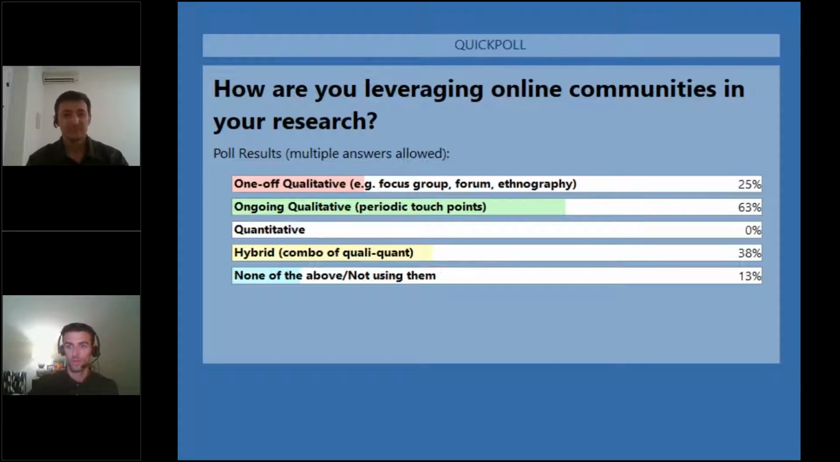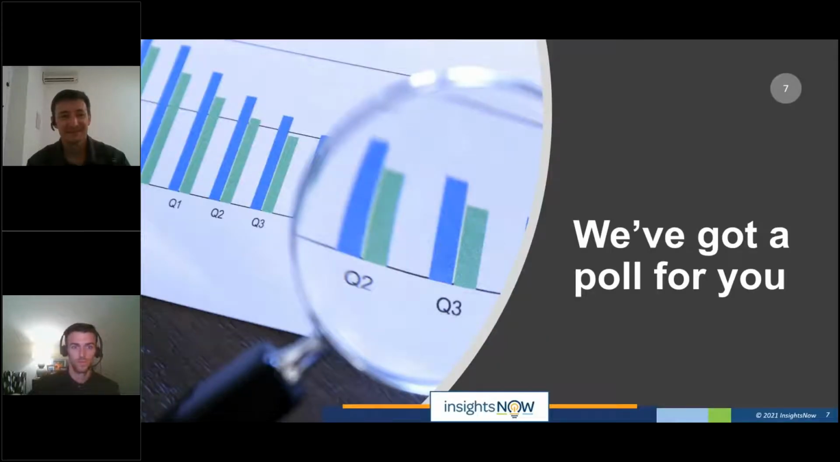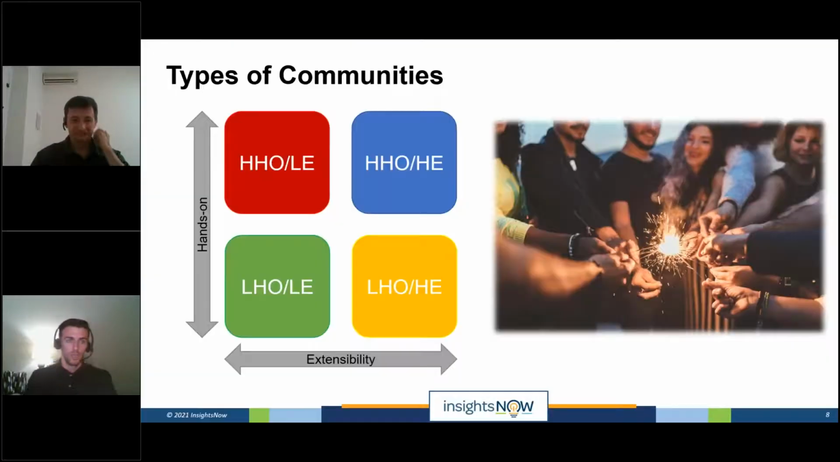So I'll hide the poll. All right. As Greg and I were coming through the market from our history of building communities for other research, we narrowed the types down to four, and they all depend on the type of relationship you want as a researcher and how active you want to be. On the y-axis, we have how hands-on you want to be, how many touch points, whether very involved or not as involved. And on the x-axis, we have extensibility.